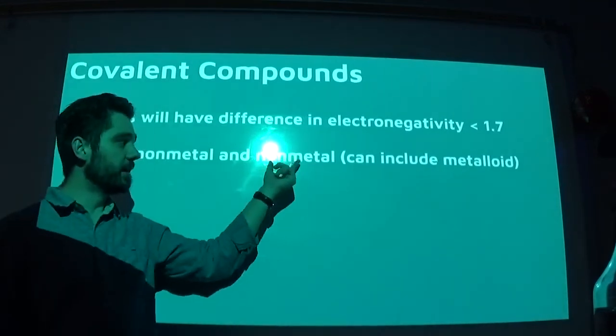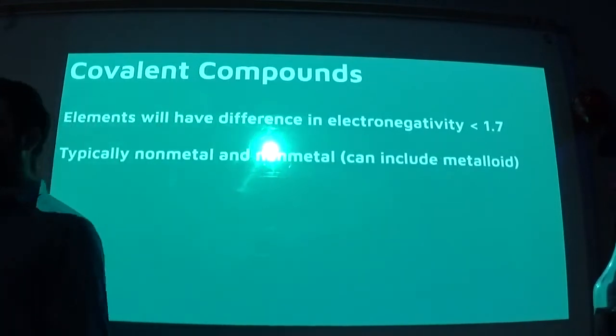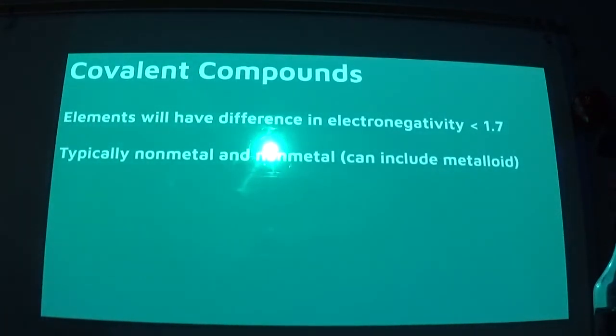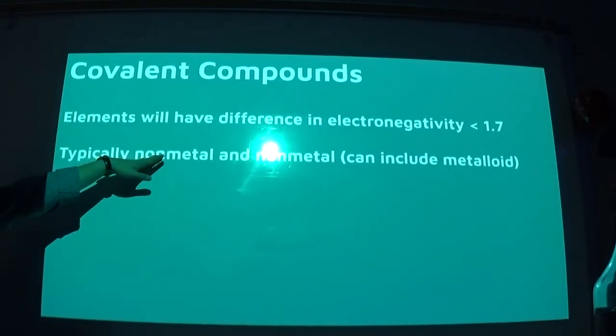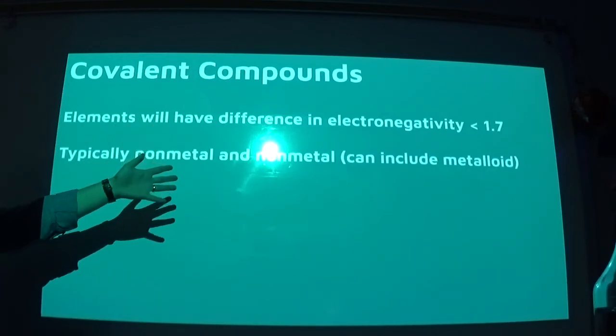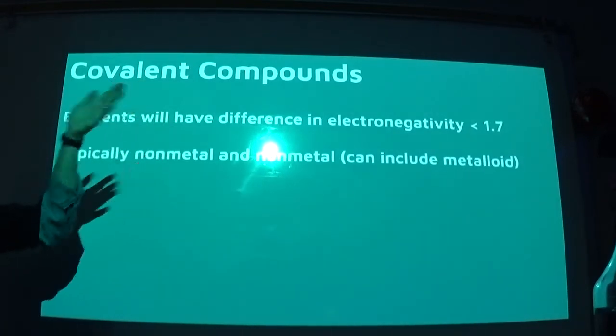If you bond a nonmetal to a metalloid, probably also covalent. So again, another way to eyeball it: if you just see a nonmetal bonded with a nonmetal, probably covalent. You can double check with the electronegativity, but some teachers just skip to this and say nonmetal, nonmetal is covalent. It's true mostly, but I like to explain why. It's electronegativity.